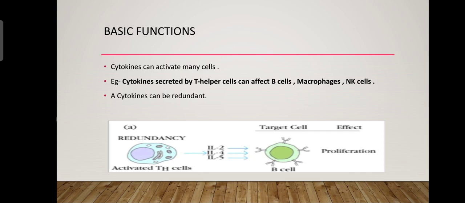Cytokines can be redundant. Redundant means when two or more cytokines that mediate similar functions, or when different cytokines can have the same effect, they are said to be redundant. So here in this diagram we can see that when interleukin 2, interleukin 4 and interleukin 5 act on the B cell, that is our target cell, all three will show the same effect, that is proliferation of the B cell. So we can say that cytokines can be redundant.